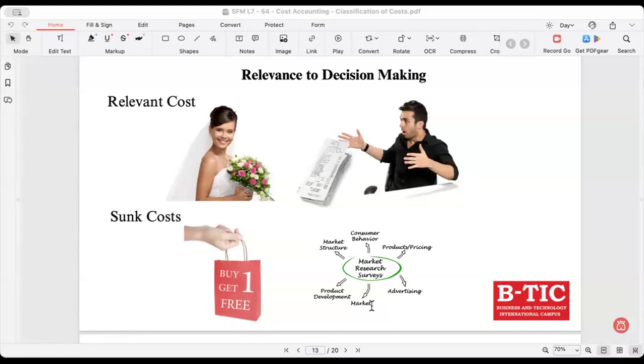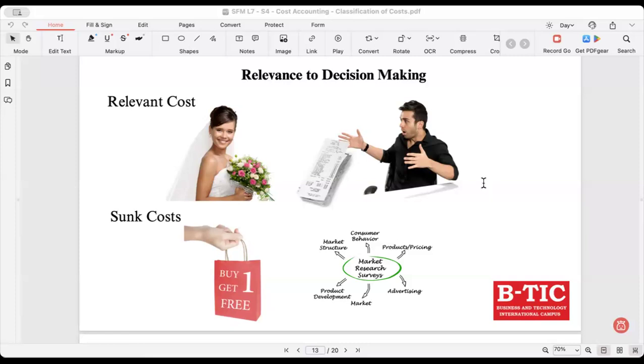Another example that I can give you is the make or buy decision. Remember, we learned in our first or second session, make or buy decision. This is a relevant cost, right? Next, you have sunk cost.